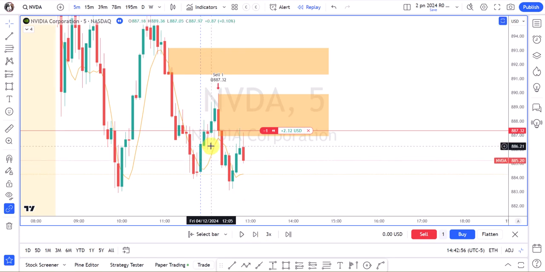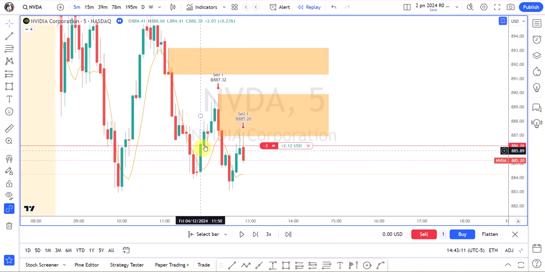And looks like after that liquidity sweep into that order block, we have another candle that tried to go up, didn't quite make it to the high and closed lower. So we did a second entry here. So we're going to sell one more. So now we have two open at the close of that candle.